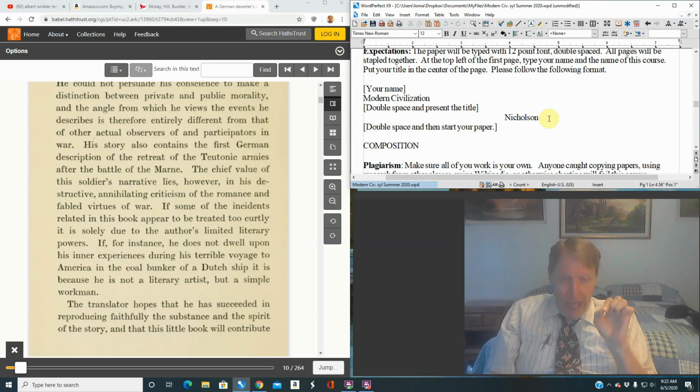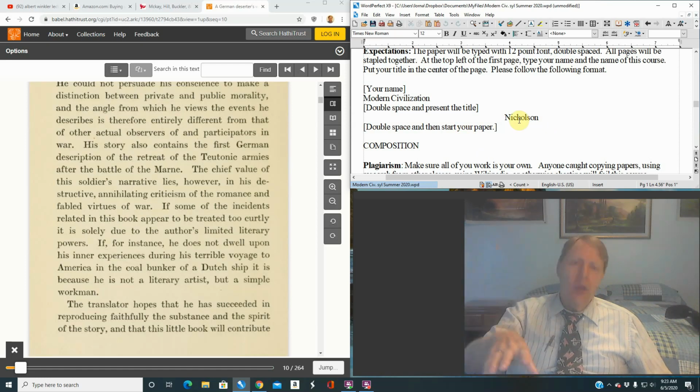So if you don't have an author, you put the title. When you're doing this book review, you'll put German Deserter's War Experience. Okay, composition. You double space after you put the title or the author. You double space and come down and start your paper. Your paper is going to be the introductory material, your name, the course, the author, just that much, very little. Then you start the paper.